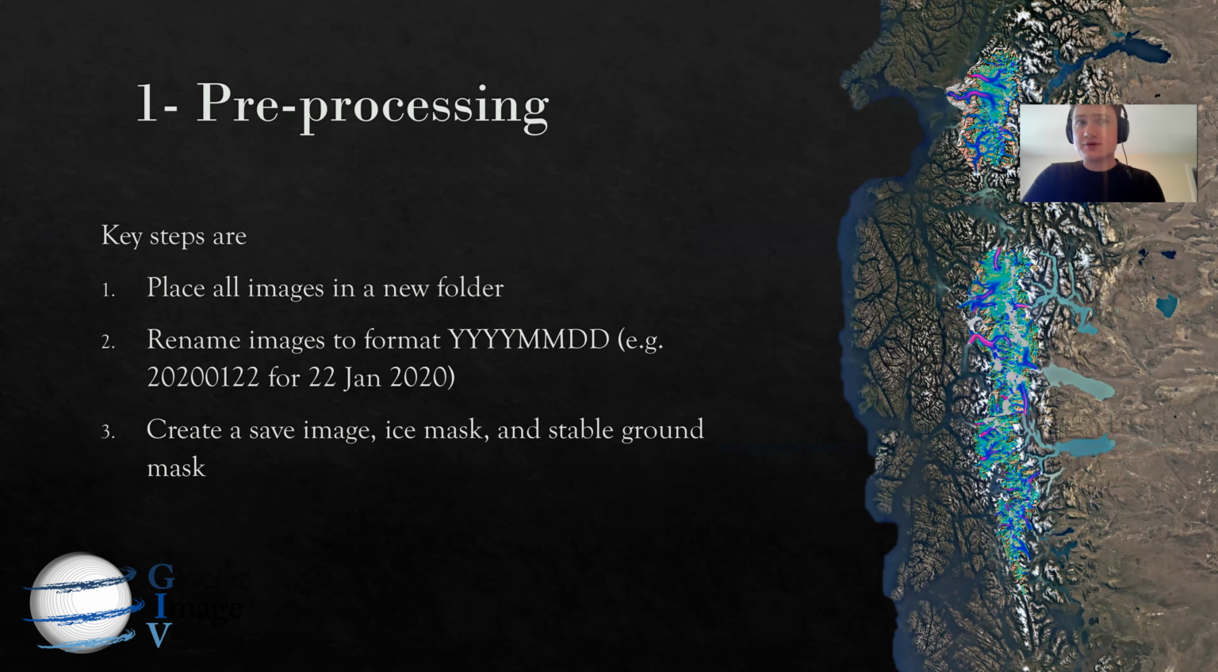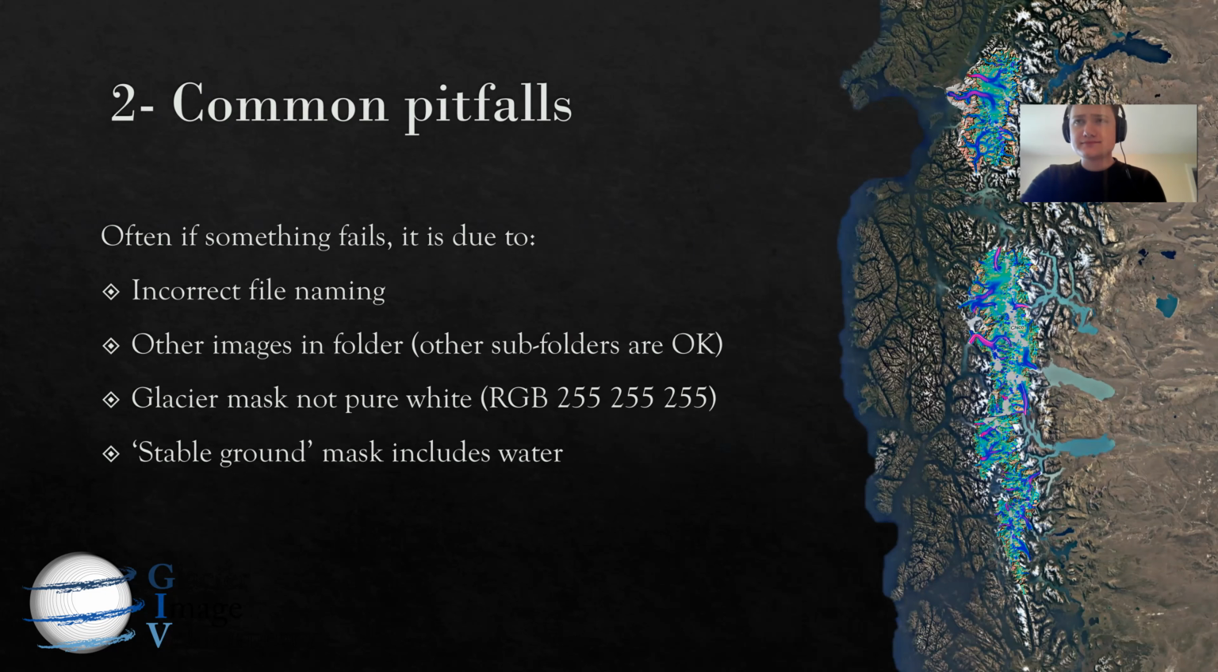And finally, you're going to want to create a save image. You're going to want to create an ice mask. And in some cases, you're going to want to create a stable ground mask that will be used for correcting for systematic georeferencing errors. Now, I'll show you exactly how these things look in a moment.